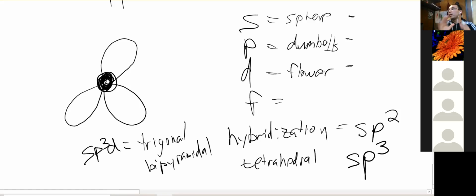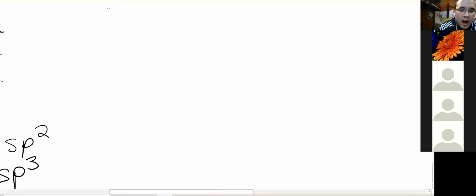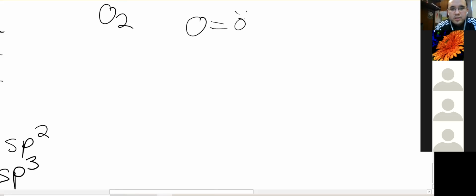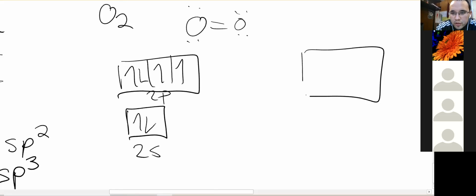So that was one part. And so they started to do that. And it does a good job at explaining shapes, but it ran into a problem. And it ran into a problem for something like oxygen. Now, with oxygen, we think of that as being a double bond between oxygens. And so if we look at the orbital diagram for oxygen, that's 2s, 2p. Right? And so we have 2 of those together.